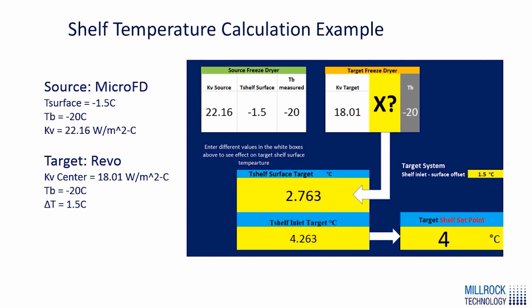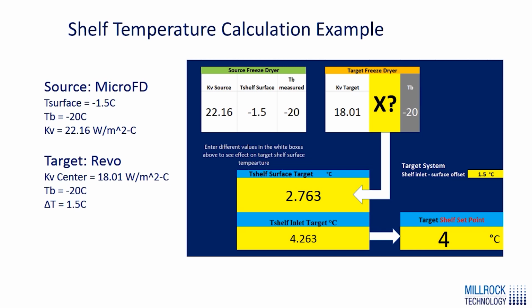We see comparing our MicroFD and our Revo. In the MicroFD, we had a KV of 22.16 watts per meter squared C, and in the Revo, in the center of the shelf, we had a KV of 18.01 watts per meter squared C. So here's where I'd like to mention that when we're looking to transfer a cycle to a larger system using this method, we want to focus on whether we're transferring with the center vials in mind or transferring with the edge vials in mind. If we're transferring with the edge vials in mind, we would use the KV of the edge, which would be a higher KV.